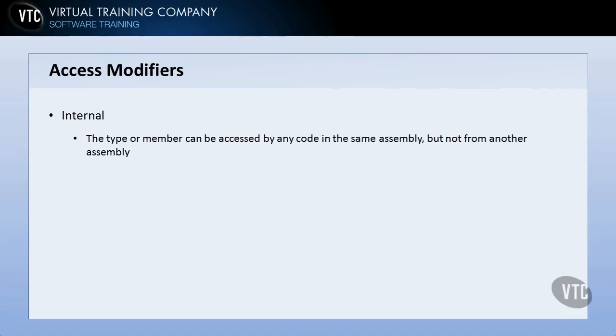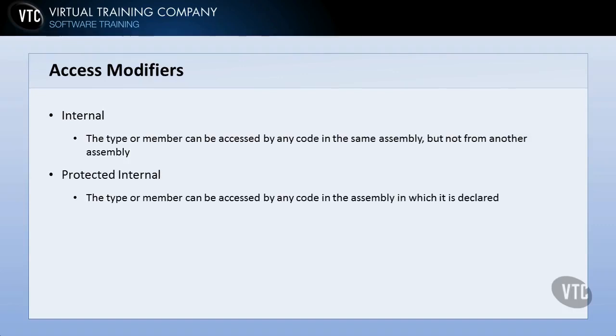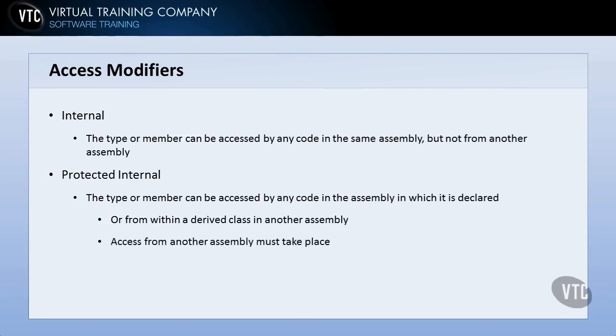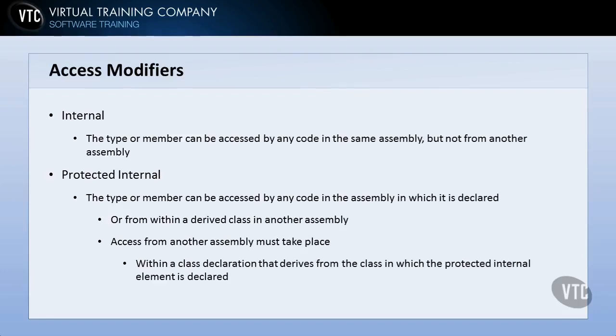And then protected internal means that the type or member can be accessed by any code in the assembly in which it's declared, or from within a derived class in another assembly. In other words, if we're inheriting from a class in this assembly, we can use it in a derived class in another assembly, and access from that other assembly must take place within a class declaration that derives from the class in which the protected internal element is declared. It also must take place through an instance of that derived class type. If all that makes sense, good. If not, don't worry about it right now.